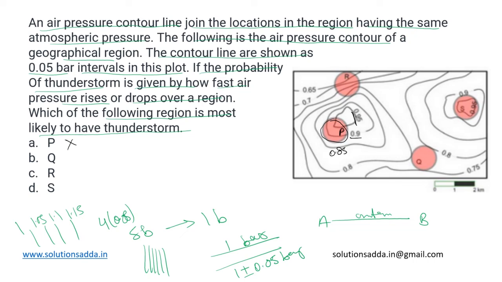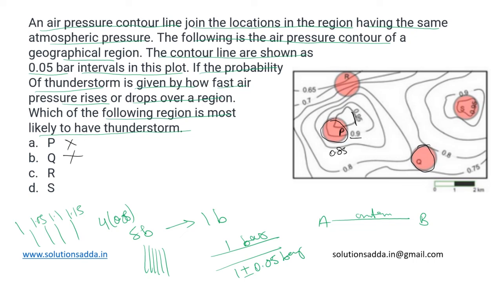Let us now look at the region Q, and from this region Q we can see that no contour line is passing. So this overall region has the same air pressure. It is not changing at any point. So definitely there are no thunderstorms possible in this region.